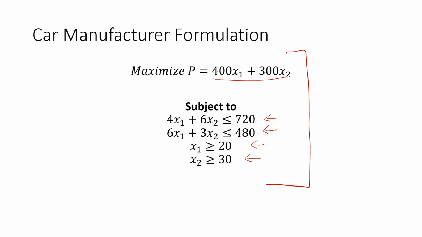Again, take this, put it in the Excel solver, and see what you get. Make sure that you know how to use the Excel solver or some other solver. Now, when you solve this out, you should get an answer of x1 equals 30, x2 equals 100, and my profit is 52,000. Okay, so that is the solution to this car manufacturer problem.